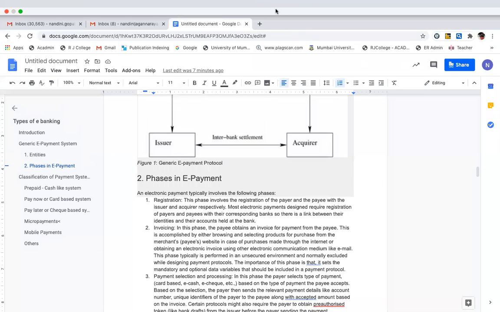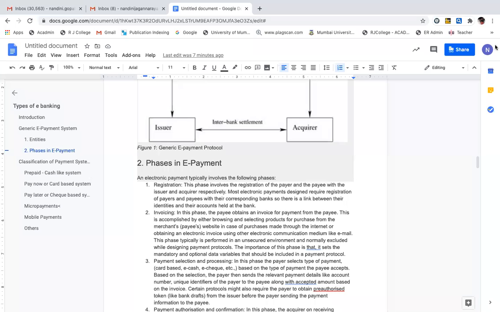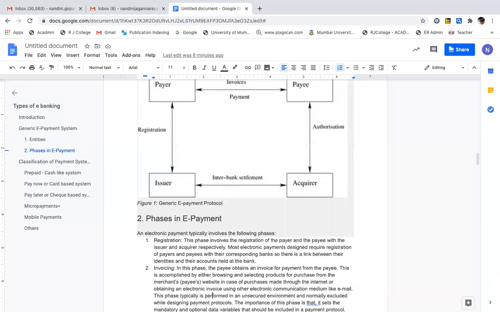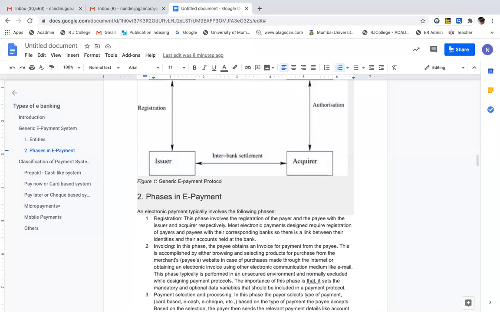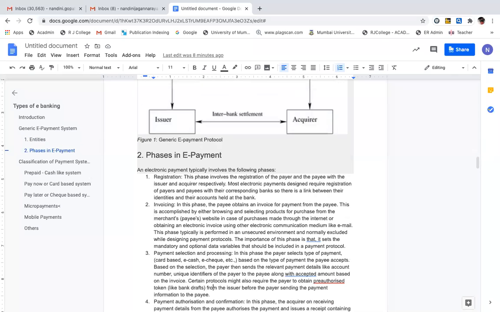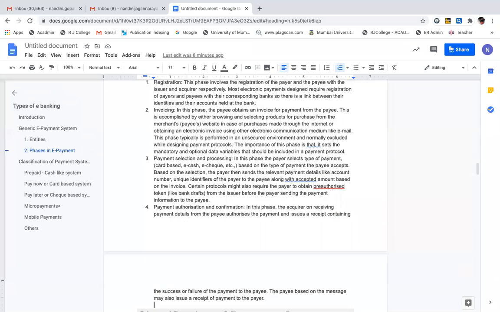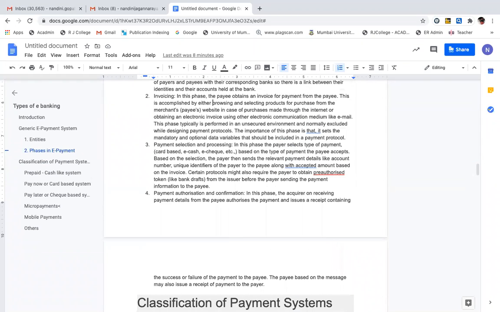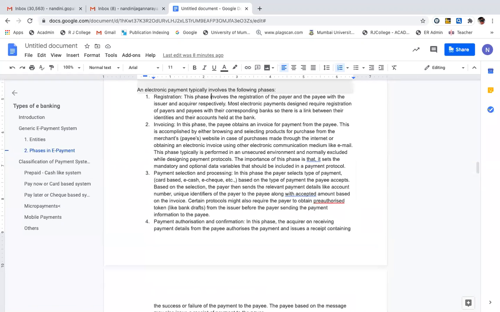Are you following? So this is what is called the correspondent banking relationship. It is an interbank relationship, to put it simply. So the payer has to be registered with the issuer, which is the payer's bank, and the payee has to be registered with the acquirer. That is also another bank, the receiving bank.